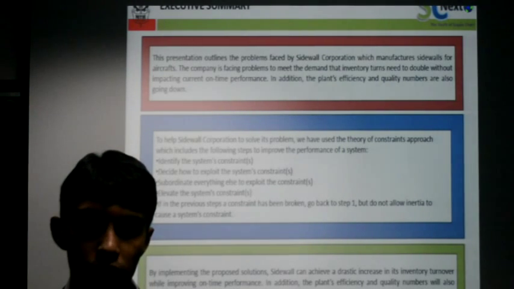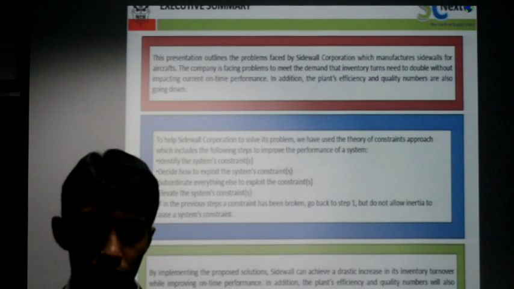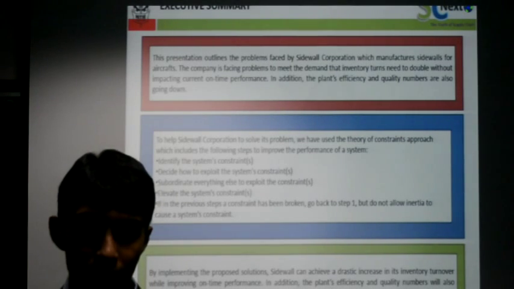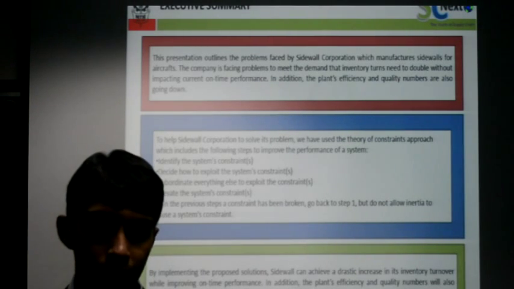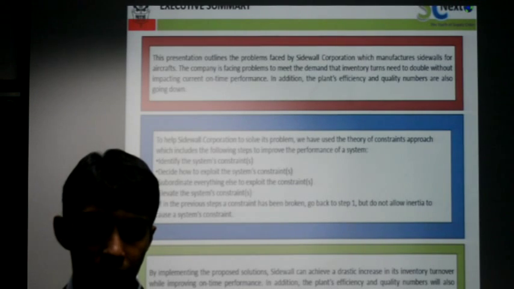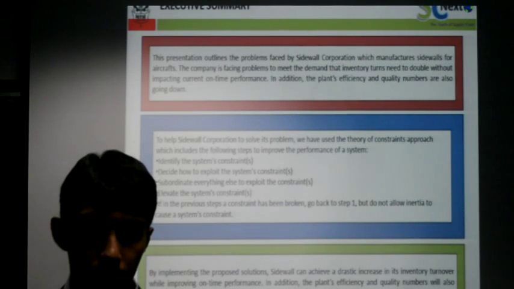To help Sidewall Corporation to solve its problems, we have used the theory of constraints approach. We have identified the system's constraints and decided how to exploit them. We have subordinated everything else to exploit the constraints. We have then elevated the system's constraints, and whenever a constraint is broken, we repeat the process. By implementing the proposed solutions, Sidewall can achieve a drastic increase in its inventory turnover while improving on-time performance. In addition, the plant's efficiency and quality numbers will also improve.